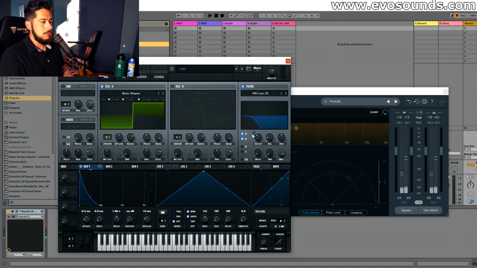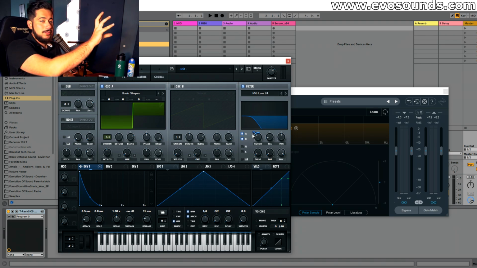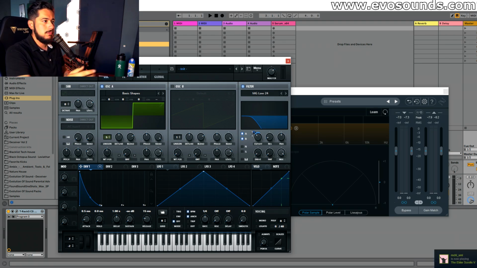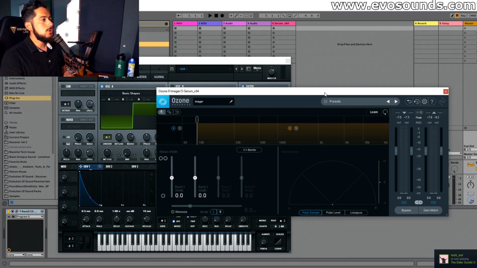So that's how it's going to sound. Sounds good. People go like, yeah, that's it, and they call it a day. However, the reason I don't like to stop here and I go a little step further is due to this one thing. Right now I have Ozone Imager opened up.